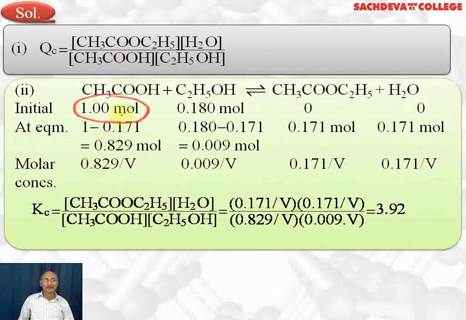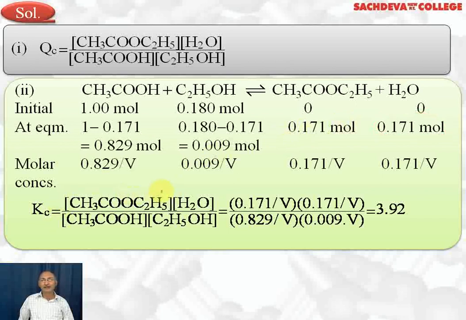Initial concentration of acetic acid is 1 mole, ethyl alcohol is 0.180 mole, ethyl acetate is 0, water is 0. At equilibrium, the concentration can be calculated. 0.171 mole of acetic acid has reacted. So remaining left is 0.829 moles. Similarly, initially we had 0.180 moles of ethyl alcohol. 0.171 mole of ethyl alcohol will react. Remaining concentration will be 0.009 moles, and 0.171 moles of ethyl acetate will be formed. 0.171 mole of water will be formed.